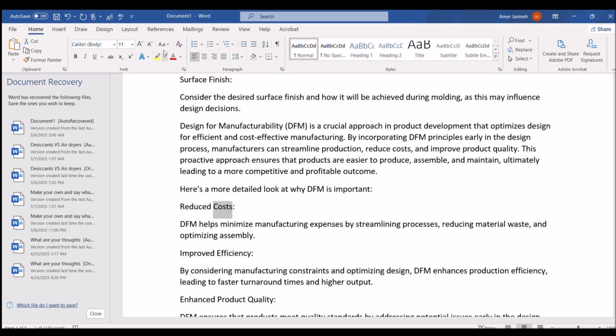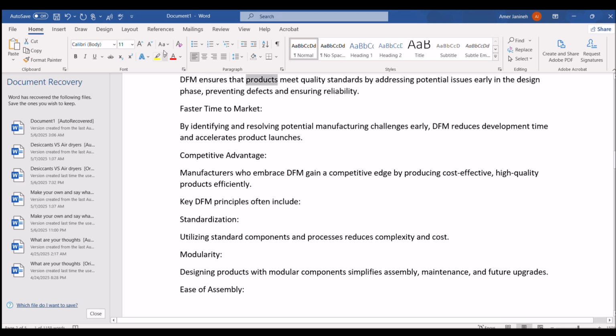Reduced costs. DFM helps minimize manufacturing expenses by streamlining processes, reducing material waste, and optimizing assembly. Improved efficiency. By considering manufacturing constraints and optimizing design, DFM enhances production efficiency, leading to faster turnaround times and higher output. Enhanced product quality. DFM ensures that products meet quality standards by addressing potential issues early in the design phase, preventing defects, and ensuring reliability.